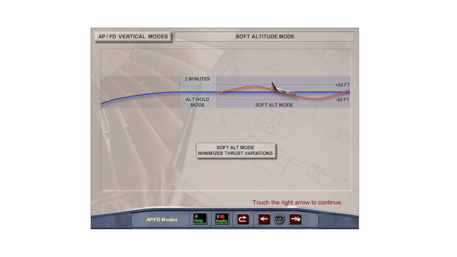2 minutes after reaching the planned cruise altitude, soft altitude mode engages. This allows the aircraft to deviate plus or minus 50 feet in order to maintain the cruise Mach, thereby minimizing thrust variations and reducing fuel consumption.